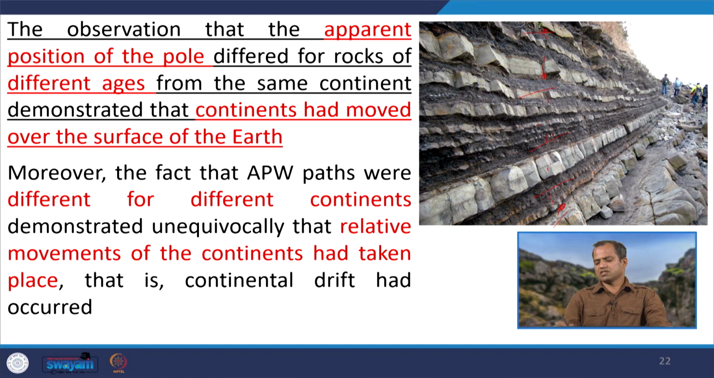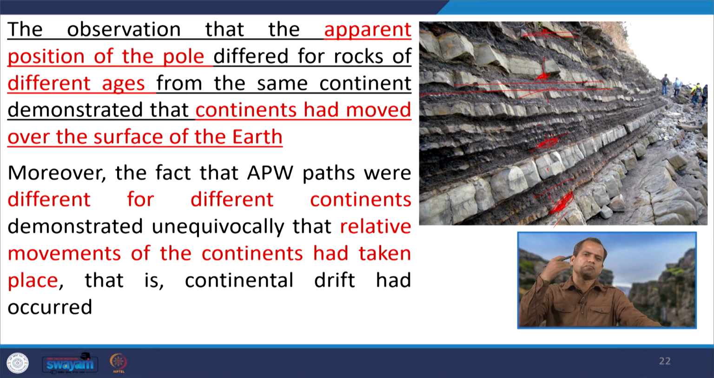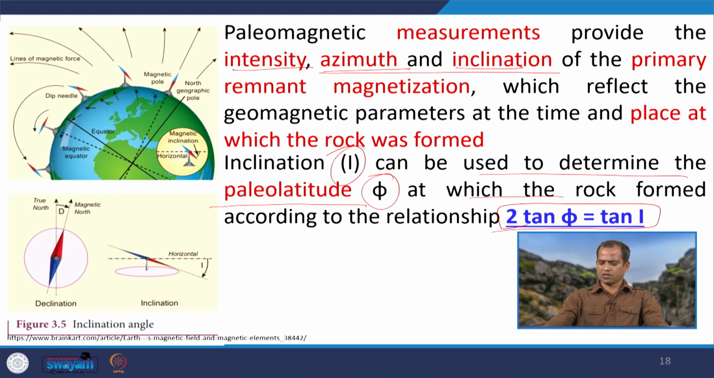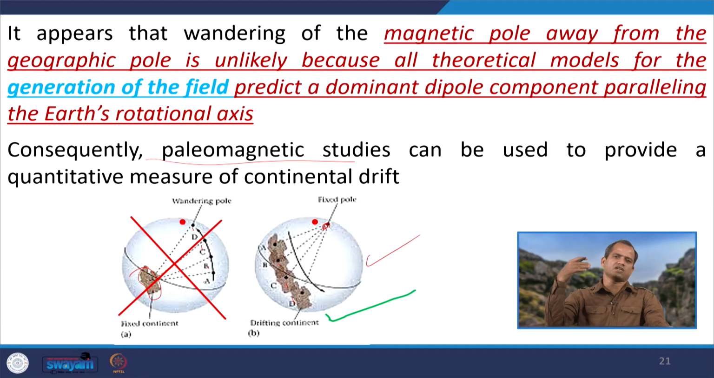So, we can say when this sedimentary layer was deposited, what was the geographic position of this region, which latitude, longitude. Similarly, when this layer was deposited, what is the latitude, longitude. Similarly, the position of the depositional site with respect to latitude, longitude can be reconstructed using this formula, tan I equals 2 tan phi. So, this is the key formula by which the paleo pole position can be reconstructed.